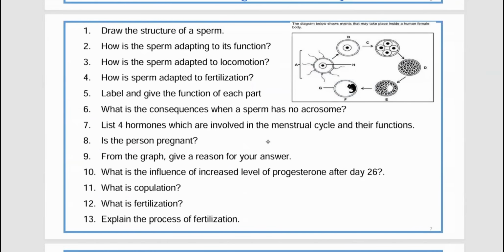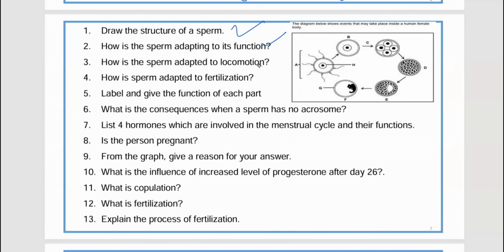Okay. Draw the structure of a sperm. We saw it, and we said to make sure you do the adaptations. How is the sperm adapted to function? We said it. Look at the part and its function. The head has the acrosome, which contains enzymes that digest the membrane of the ovum. It's not the acrosome that digests. The acrosome contains enzymes which digest the membrane of the ovum.